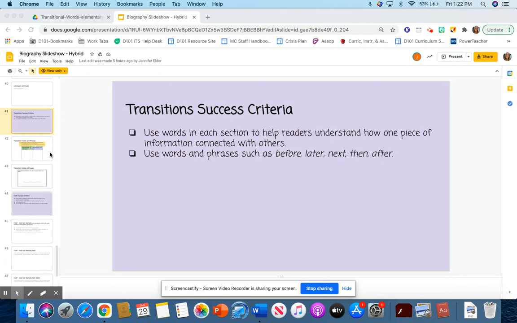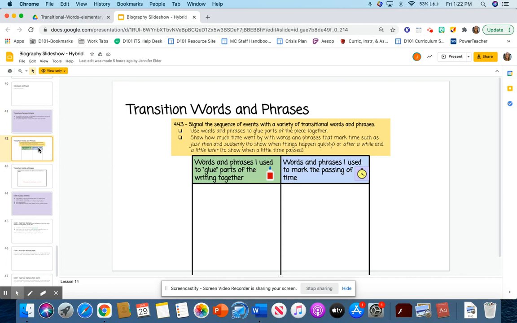So the first task you're going to do today is look at slide 42, which looks like this, and go through the parts of your writing that you've already drafted and look for transition words you've already used. Chances are, since you're a fourth grader, you are already using a lot of transition words just naturally in your writing. So think of this as a little scavenger hunt.